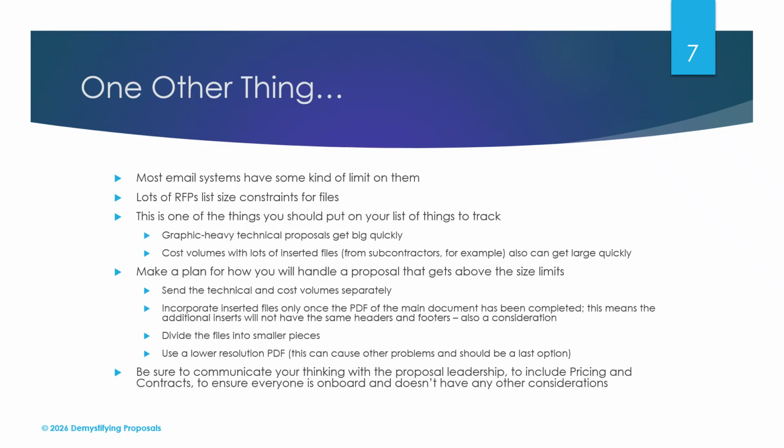Send the technical and cost volume separately, for example, or incorporate inserted files only once the PDF of the main document has been completed. This means the additional inserts will not have the same headers and footers, however, which is a consideration. Or divide the files into smaller pieces, or use a lower resolution PDF. This can cause other problems and should be only used as a last option. Be sure to communicate your thinking to the proposal leadership to include pricing and contracts to ensure everyone is on board and doesn't have any other considerations.